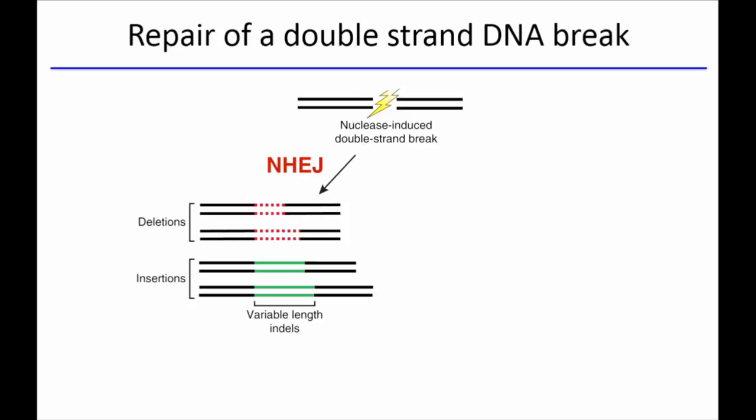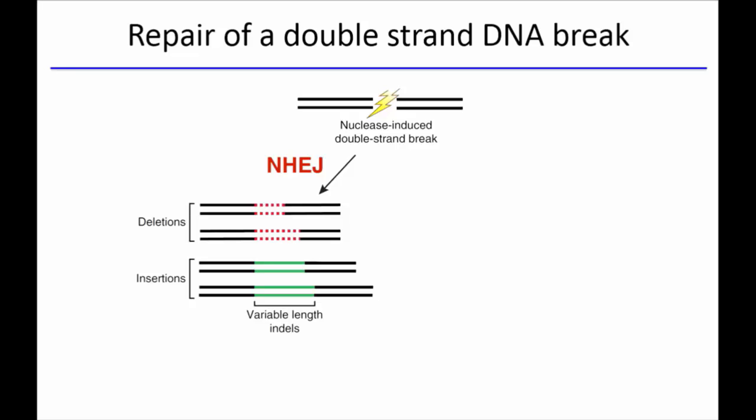And what happens is the cell does not like to have a double-stranded DNA break, because when it starts to divide, it won't know what to do with the chromosomes. And so there's a lot of defense systems in place, and it will try very hard to repair this as quickly as possible. And so it will put pieces together without much specificity.